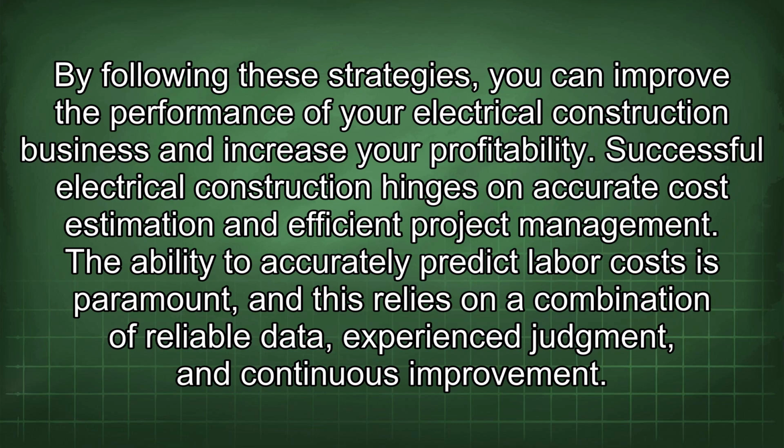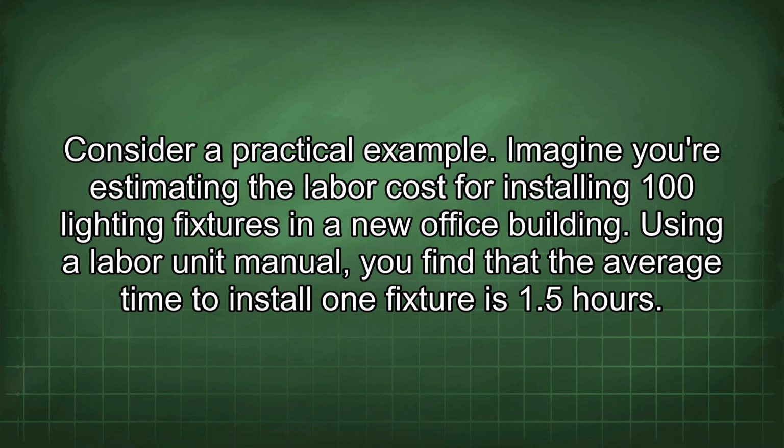Successful electrical construction hinges on accurate cost estimation and efficient project management. The ability to accurately predict labor costs is paramount, and this relies on a combination of reliable data, experience, judgment, and continuous improvement. Consider a practical example. Imagine you're estimating the labor cost for installing 100 lighting fixtures in a new office building. Using a labor unit manual, you find that the average time to install one fixture is 1.5 hours.